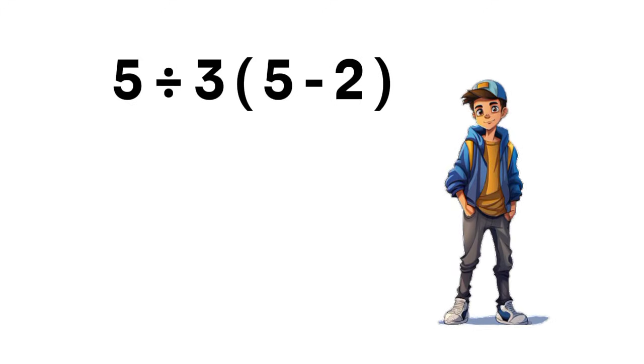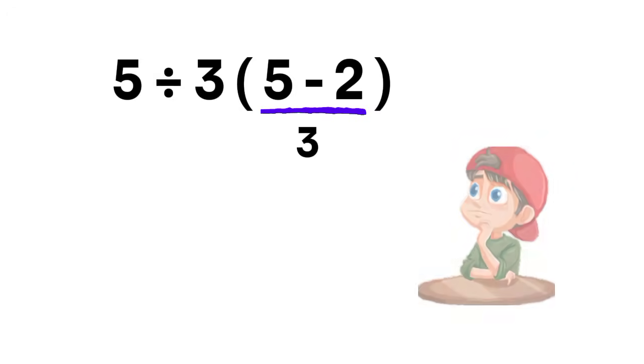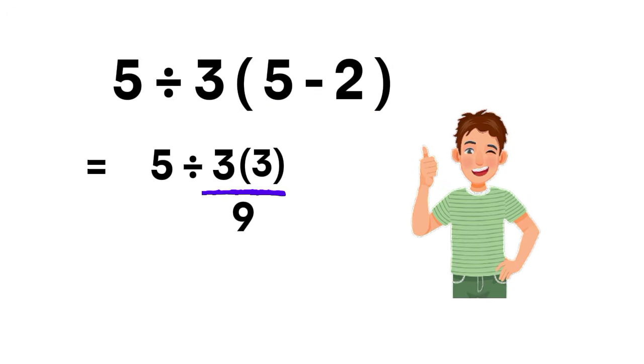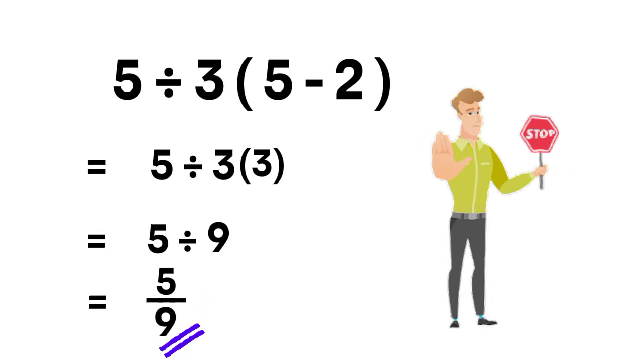All right, let us take a look at this expression. 5 minus 2 gives us 3. Oh wow, that feels simple, right? And 3 times 3 is just 9. Looks clean so far. So 5 divided by 9, which is 5 over 9. But wait, hold on, something feels off.